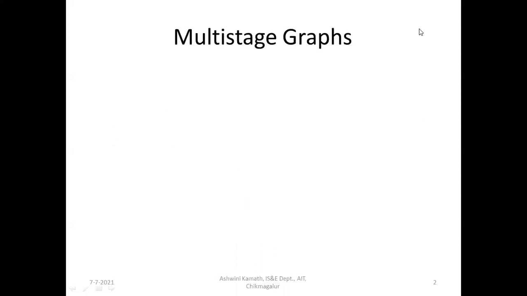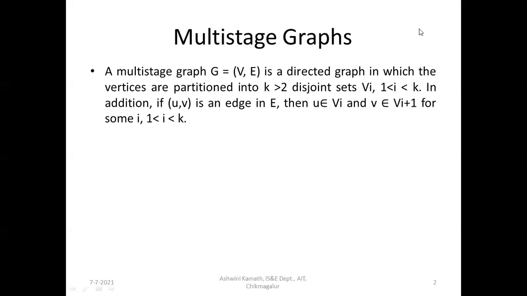Multi-stage graphs. First we'll discuss what a multi-stage graph is. A multi-stage graph, G equal to (V, E), is a directed graph in which the vertices are partitioned into K greater than or equal to 2 disjoint sets, and each set is identified by Vi. So it's a directed graph, so direction will be there for the edges.